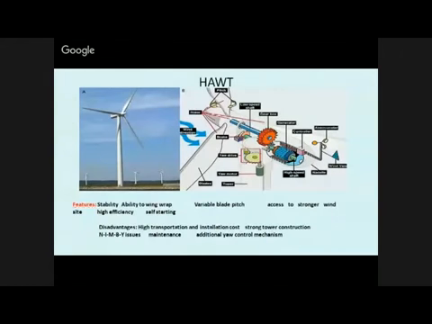Certain drawbacks are also there. The drawbacks include high transportation cost, because a single blade radius is around 50 meters. So special purpose transportation trucks are required, and a very strong tower construction is also required because the height is around 80 meters, more than 80 meters. Another is the NIMBY issue. NIMBY means not in my backyard.